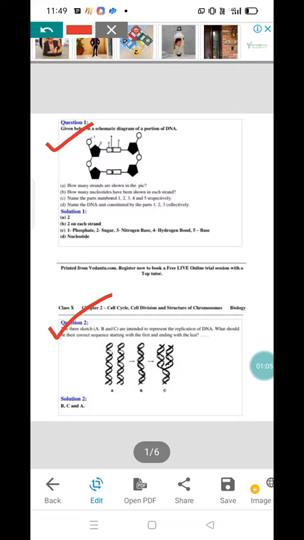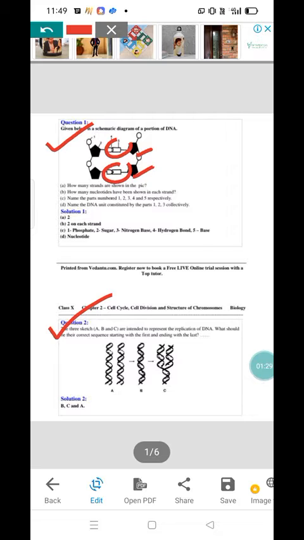So collectively in that way, solution 1. First question, how many strands have been shown? See, 1 and 2. So 2 strands have been shown. So it will be 2. How many nucleotides have been shown? 2 on each strand, right? 2 nucleotides are there. 1, 2, 3, 4. So 2 nucleotides on each strand.